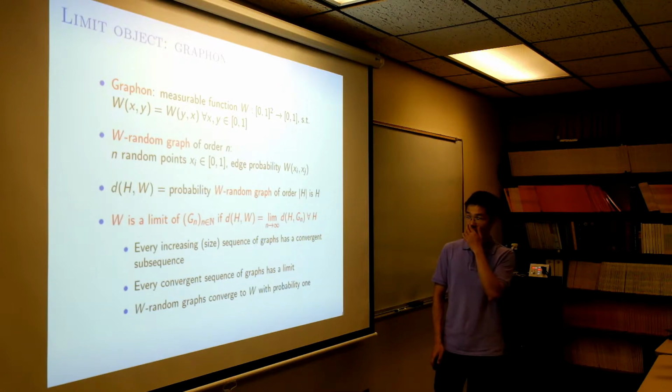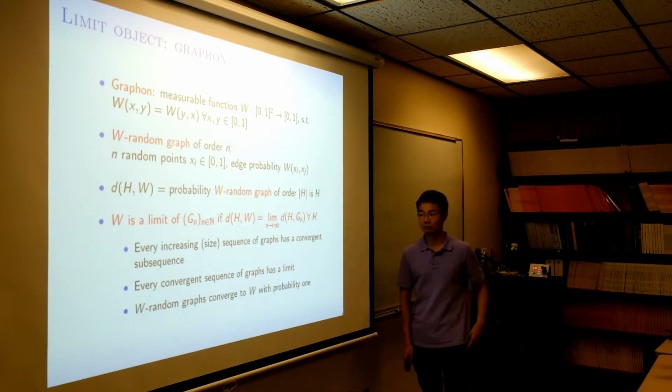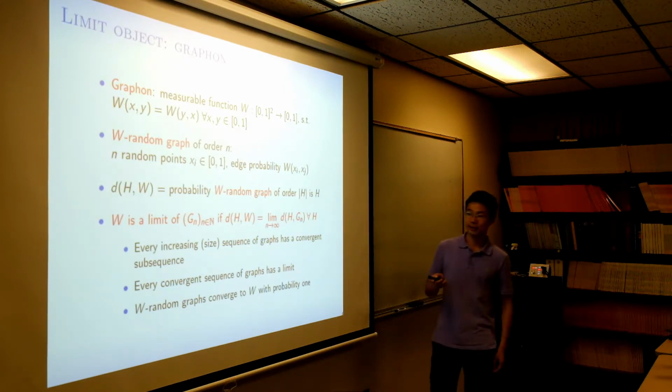Okay. And we say W is the limit, and we say it converges if the sequence, the induced density of H in Gn, converges for every H, and it converges to the limit object W such that the induced density of H in W is actually the limit of this.